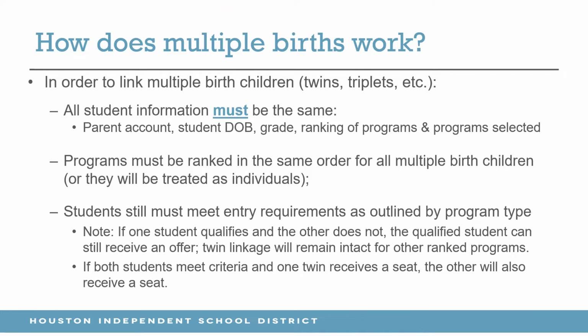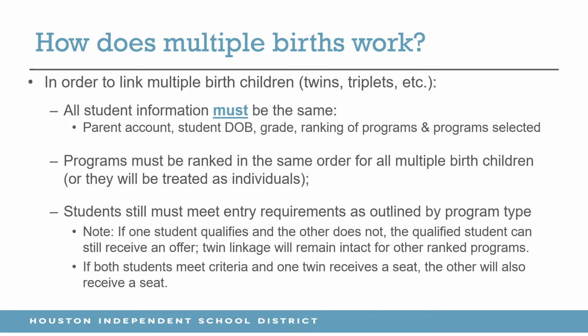How do multiple births work? If you have multiple birth children, twins, triplets, etc., in order to link the students, all student information must be the same. This includes the parent account, the student date of birth, the grade, entering and future, ranking of programs, and programs selected. Programs must be ranked in the same order for all multiple birth children, or they will be treated as individuals. Students still must meet entry requirements as outlined by the program type.